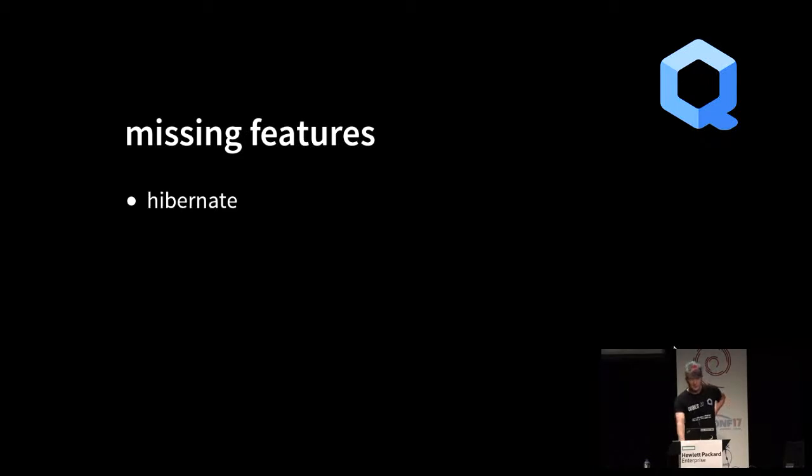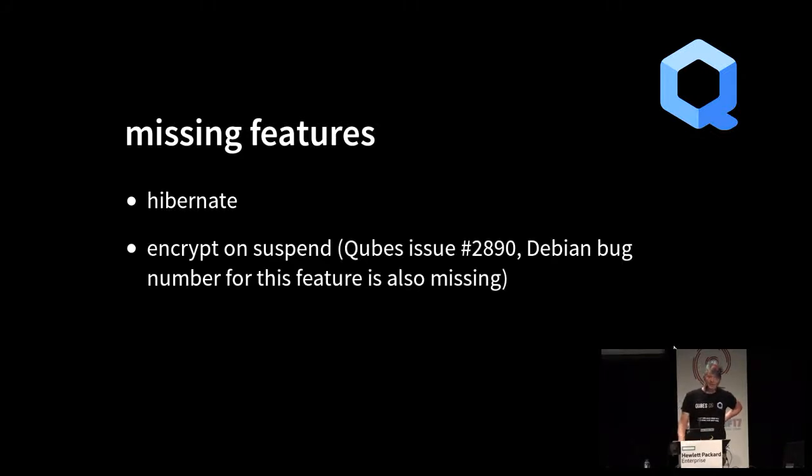Missing features I found: you cannot hibernate with Qubes. Encrypt on suspend doesn't work yet, but there's work in progress for it. It forgets the disk encryption passphrase on suspend, changes to a RAM file system to show the screensaver dialog, and once you enter the disk passphrase correctly, it remounts the file system again. I really hope for this feature to come soon, and I think it should also be in Debian. Somebody should do something. And there's no IPv6 support in Qubes. So if you need IPv6, that's a bummer, because you need to do the networking yourself. I've not really looked into it. I'm sure there's a ticket for it and a how-to, but out of the box, it just does IPv4.